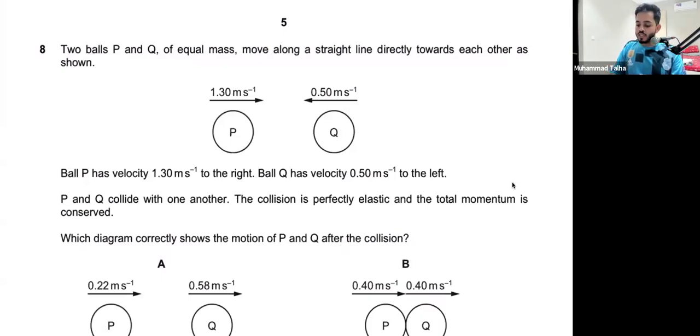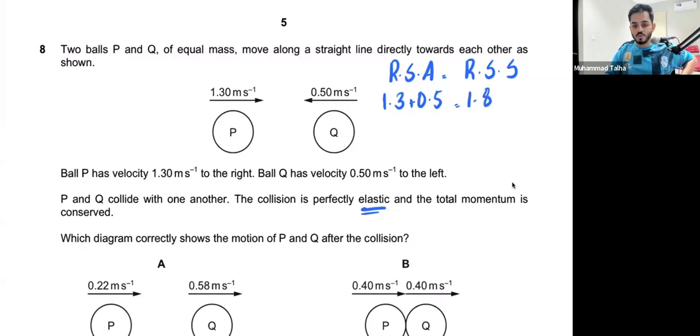So if I see here, this is elastic and I'm not given the masses, so even though it really is going to conserve kinetic energy, I can't use that in my calculations. So I use this idea that the relative speed of approach equals the relative speed of separation. Whenever they are moving in different directions, I would add for the relative speeds. So this is going to be 1.3 plus 0.5, which is 1.8. And that's also what the relative speed of separation must be.